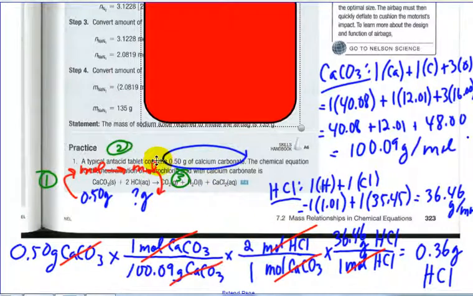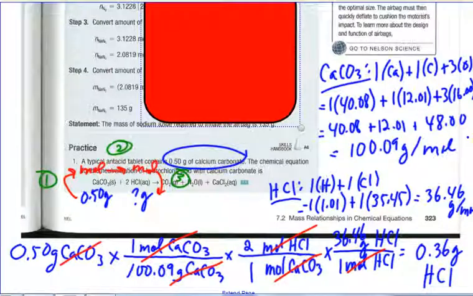But I want to go one more step, changing to grams. 1 mole is 36.46 grams of HCl. So in the end you can see everything cancels out nicely. I'm left with grams of HCl, and in particular 0.36 grams of hydrochloric acid.